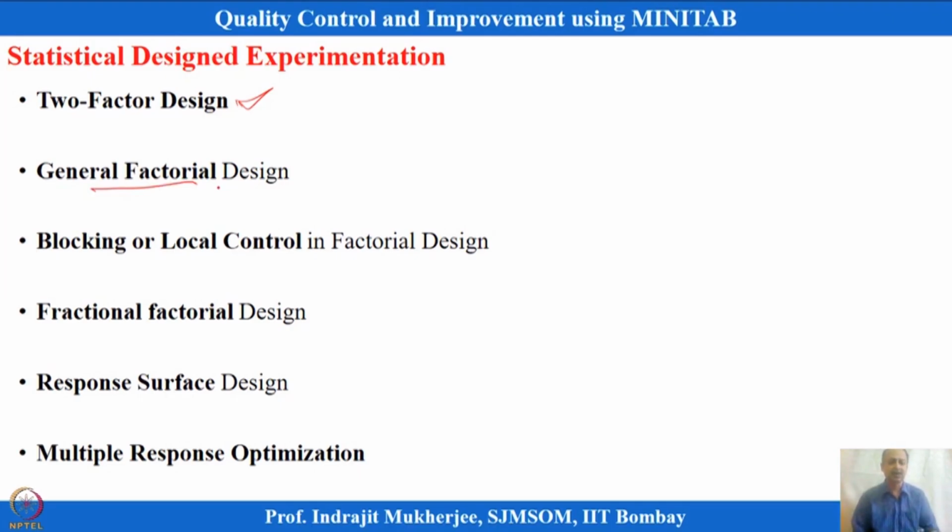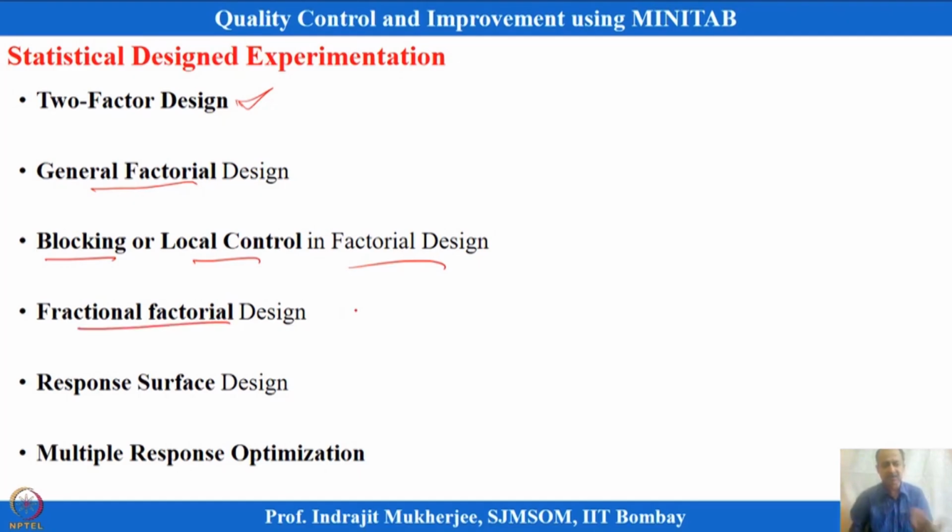Then there is an important concept known as blocking in factorial design, that we will also cover, which is an important area, or sometimes we call it local control in experimentation. Blocking is an important technique in design of experiments. So, these are the pillars of experimentation. In factorial design we will talk about this, and then there will be fractional factorial for screening experimentation.